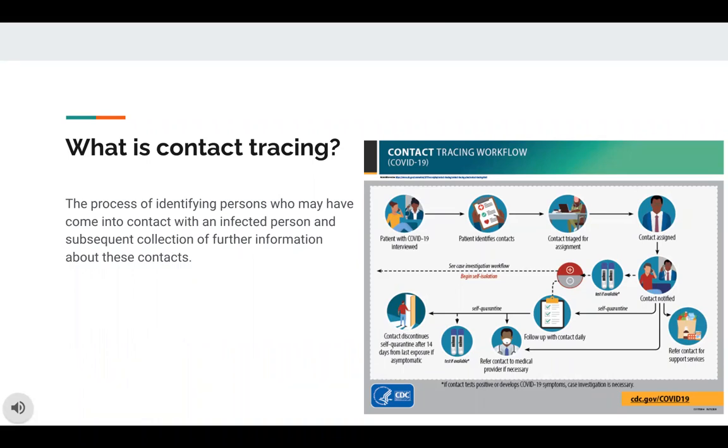A contact tracer is assigned and then will contact one of the contacts. And he or she may ask the contact to test for COVID. If they are positive, they are asked to self-quarantine. If they are negative, they may also be asked to self-quarantine or may be referred to support services. The contact tracer may follow up with them daily or refer them to a medical provider if necessary.